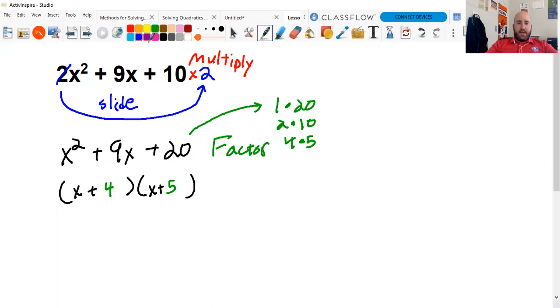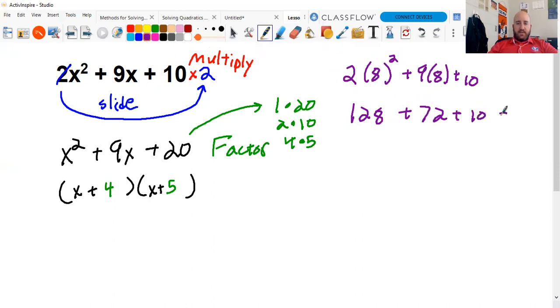If I plug in, let me pick a good number. I want to pick somewhere where it shows the difference. Let me pick 8, okay? 8's going to give me a decent size number. If I'm going to do 2 times 8 squared plus 9 times 8 plus 10. Okay, 8 squared is 64. 2 times 64 is 128. 9 times 8 is 72 plus 10. It's going to give me 210.